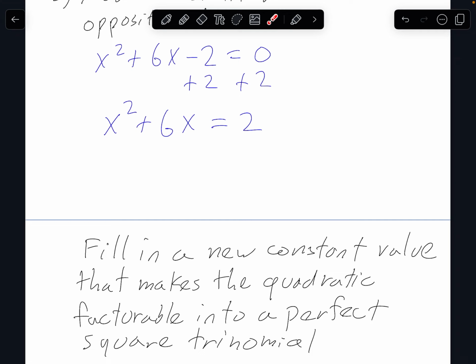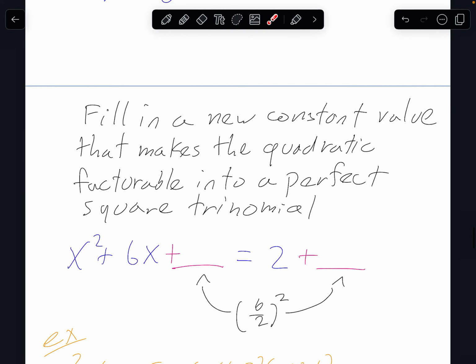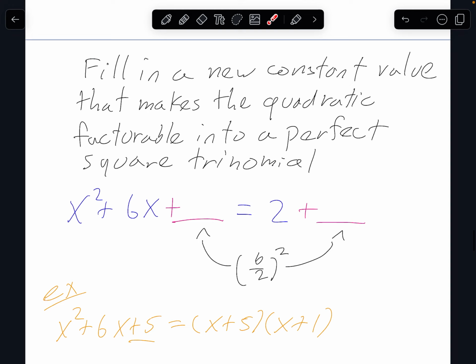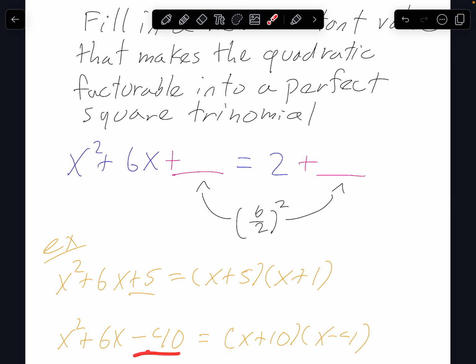We want to make this thing factorable, right? So we want to fill in a number that will make this factorable, but not just factorable, but factorable into a perfect square trinomial. I'll tell you what that means. X squared plus 6x plus 5 is a factorable quadratic. It factors into x plus 5 times x plus 1. X squared plus 6x minus 40 factors into x plus 10 and x minus 4.